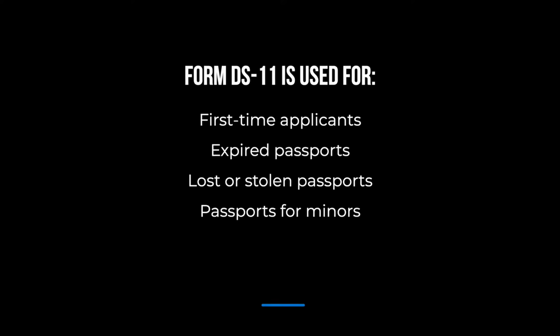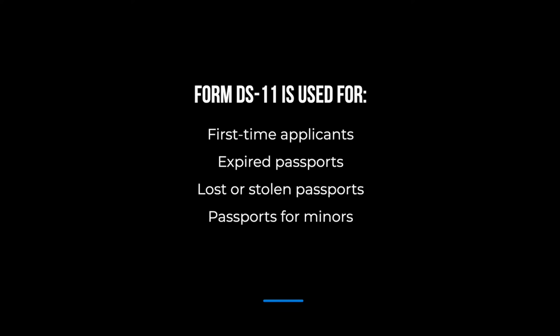So which form do you use when applying for a passport? If you're applying for a new US passport, you'll need to fill out Form DS-11. This form is used in several situations. First-time applicants, expired passports for those whose passports expired more than 15 years ago, lost or stolen passports, and passports for minors. If you're applying for a child under 16, DS-11 is required. Keep in mind that both parents or legal guardians must consent to the child's application.